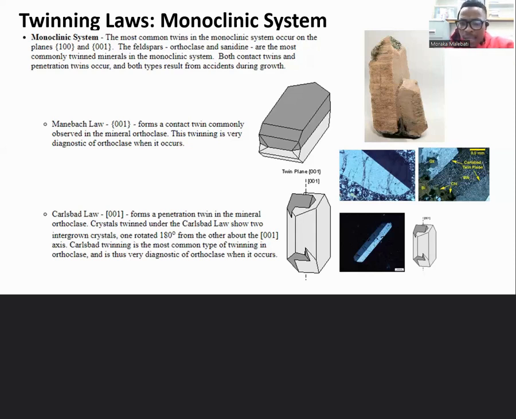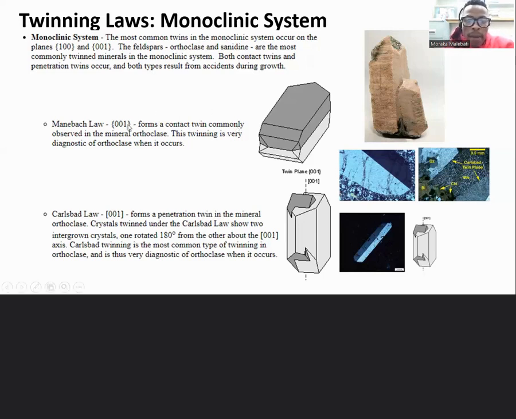So by seeing this, if you see a cross-hatched pattern, you know we're talking microcline. If you see this Carlsbad twinning, you know we're talking orthoclase. But if you see polysynthetic twinning, you know we're talking plagioclase.